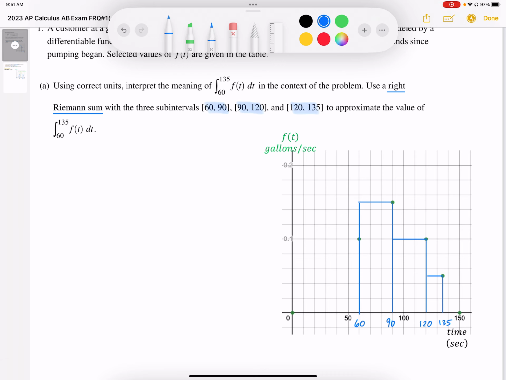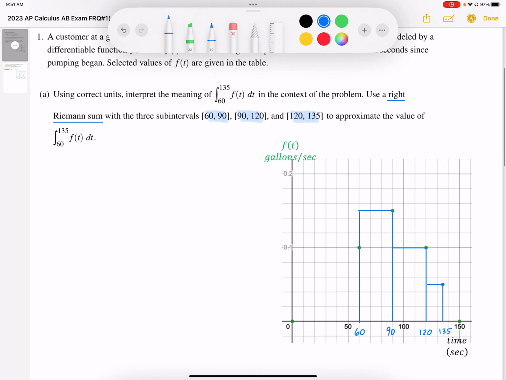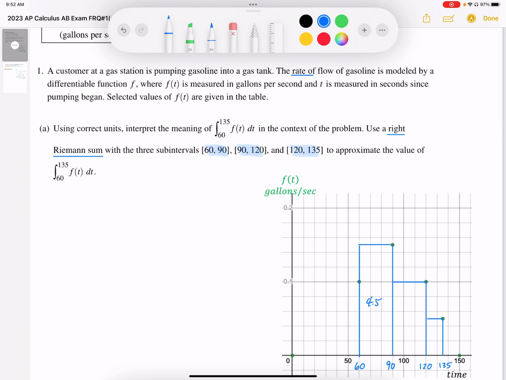Starting at the right edge, I've drawn the right Riemann sum rectangles, and I'm going to calculate the areas of these rectangles. The first one has a height of 0.15 from the table and a width of 30, so we end up with 4.5. Now, since the height f of t is in gallons per second and the width is in seconds, this is going to represent 4.5 gallons. So the area underneath this rate function is going to be the number of gallons. I'm going to write this as 4.5 G.